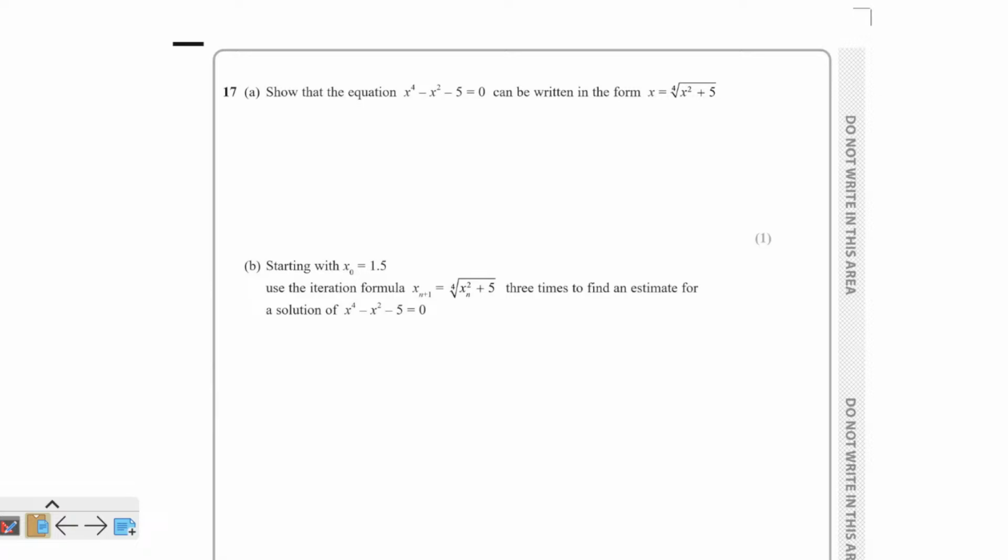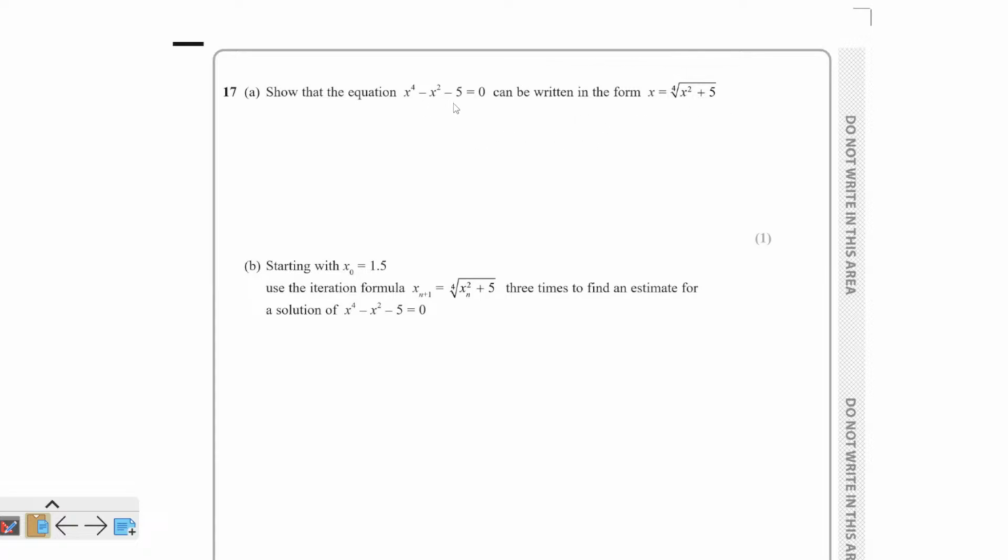Okay, question 17. This is now iteration. So show that the equation x to the power of 4 minus x squared minus 5 is equal to 0 can be written in the form x is equal to the fourth root of x squared plus 5. It's only 1 mark, so all you need to do is look at both of them and see how they've rearranged it. How have they gone from this first version to the second? So you just have to try and figure that out.